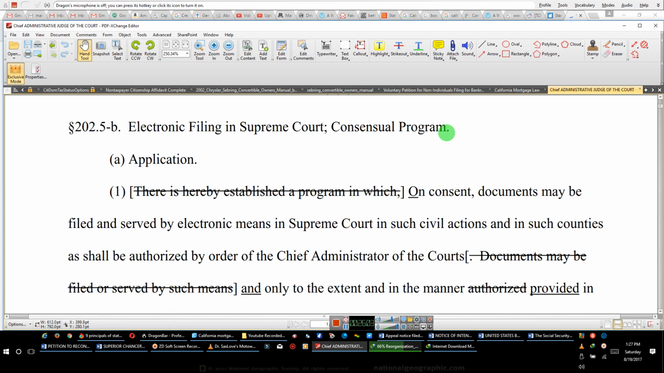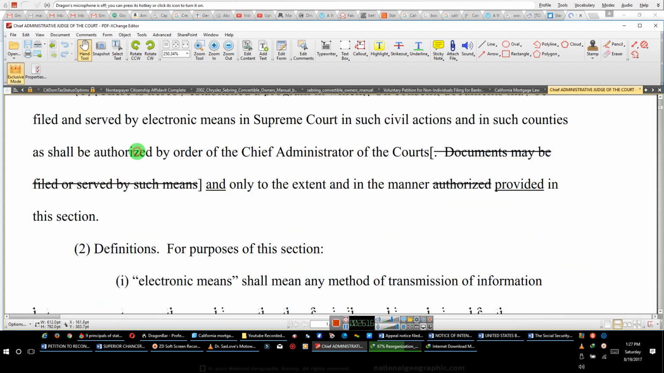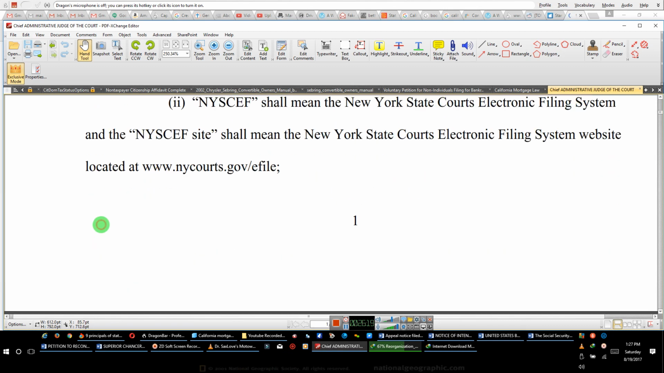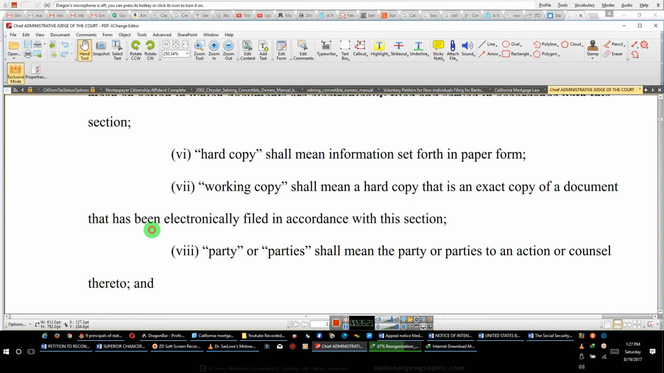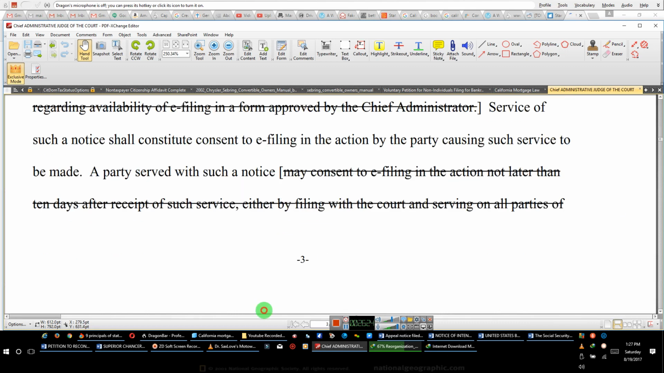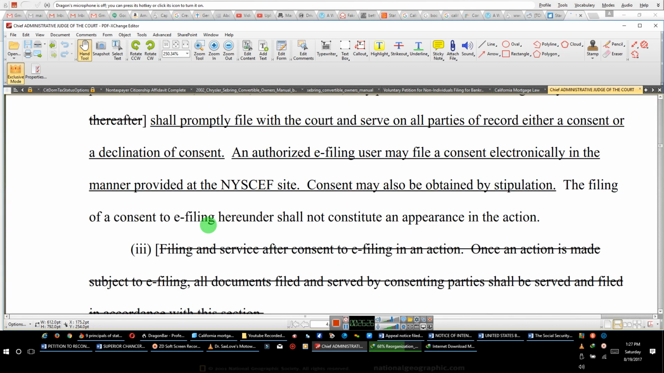This is the Chief Judge of the Supreme Court. Electronic filings in the Supreme Court, consensual program. Chief Administrator of the Courts, they're all administrative people. That's why I pulled this up. I don't need to know about the electronic filing because it doesn't mean anything to us. Notice how this was the original draft? They put a line through all of that, which means it doesn't apply anymore. And somebody must have thought about it: consent may also be obtained by stipulation.